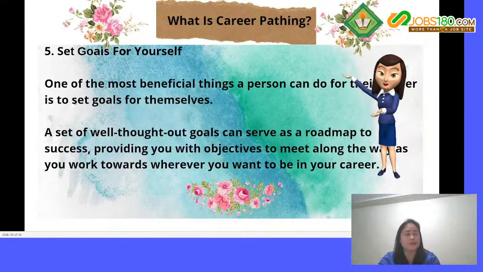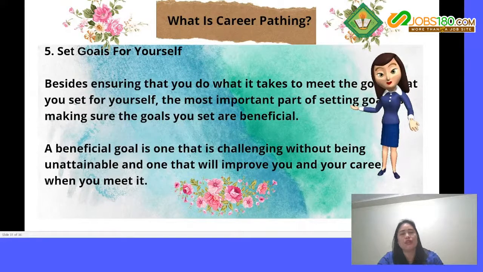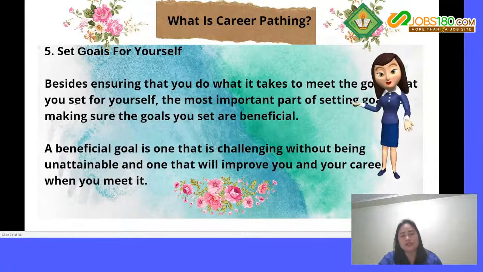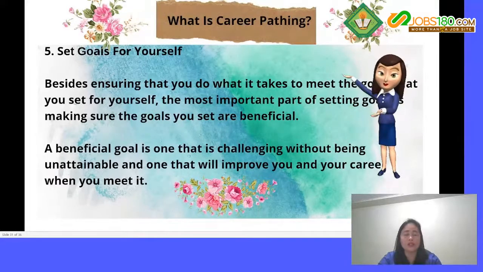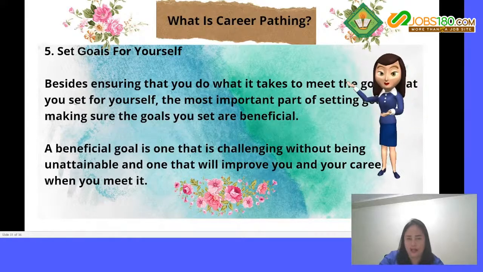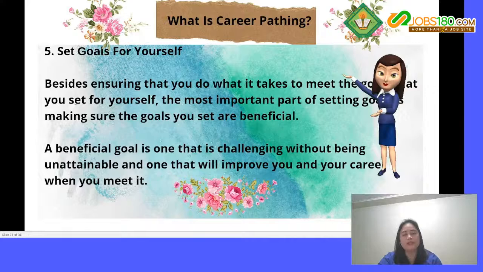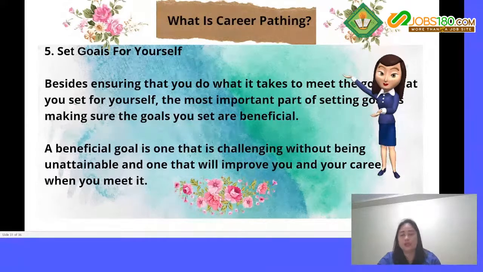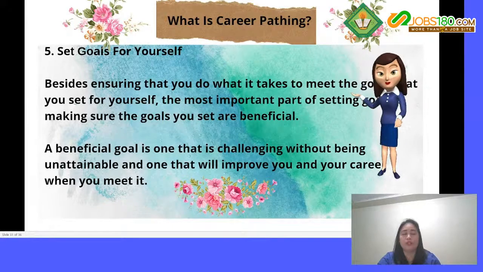Okay? Next. Besides ensuring that you do what it takes to meet the goals that you set for yourself, the most important part of setting goals is making sure the goals you set are beneficial. Mag-set ka ng goals mo na kapaki-pakinabang. Okay. A beneficial goal is one that is challenging without being unattainable, and one that will improve you and your career when you meet it.